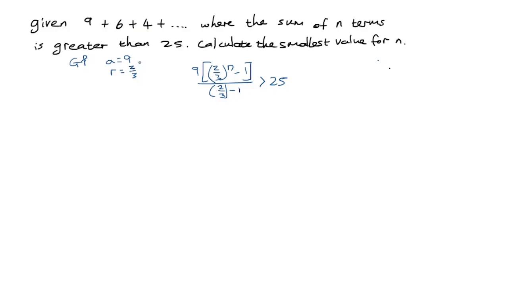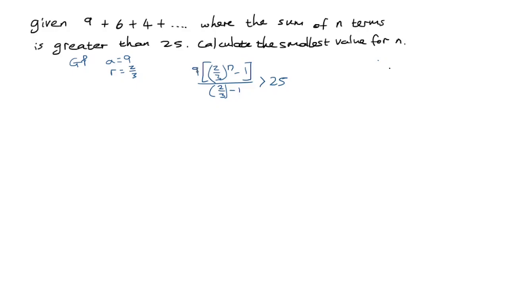And that's a way to just check if it's geometric or arithmetic, is just do it twice. We have to work out when the sum of n terms is greater than 25. Calculate the smallest value for n. And so we're going to dive straight into the geometric sum formula.